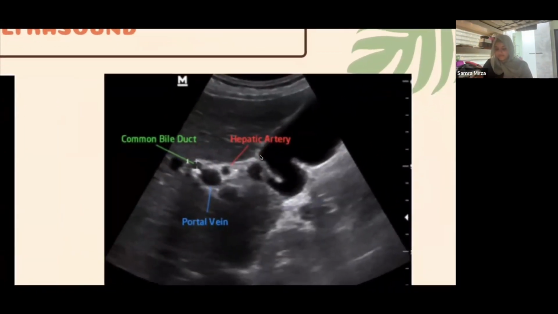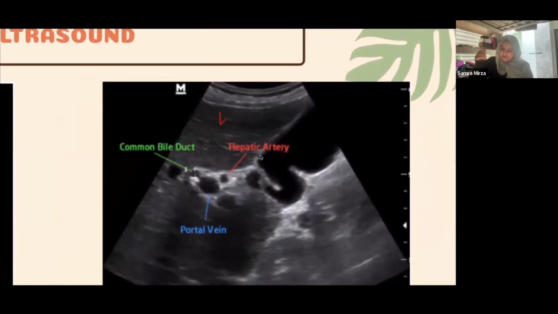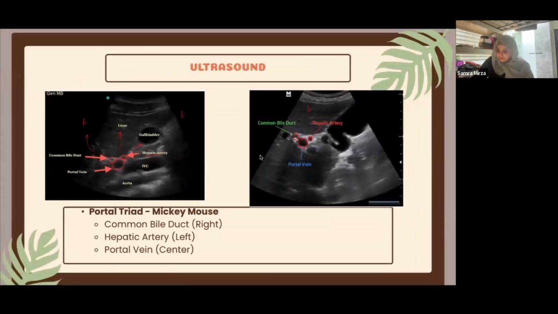And this is just another view of it. Again, this is our liver, and you can't really see the gallbladder in this one, but here is the common bile duct, the portal vein, and then the hepatic artery. And that's literally what the ultrasound is. It's a very easy mark to score in the OSPE, and I hope you guys get this question, and I hope you answer it right.